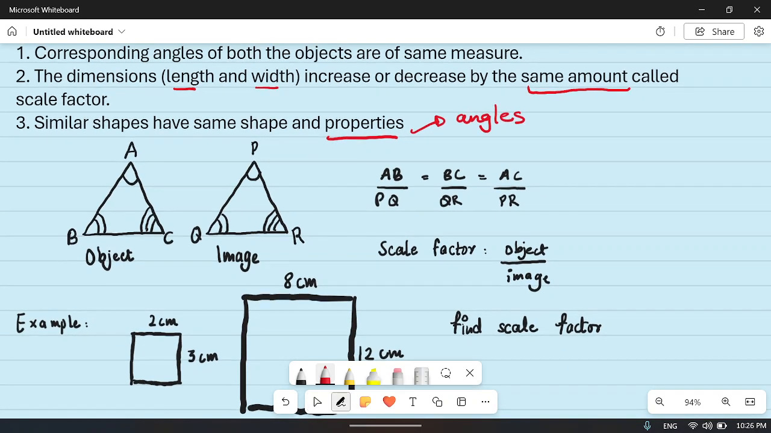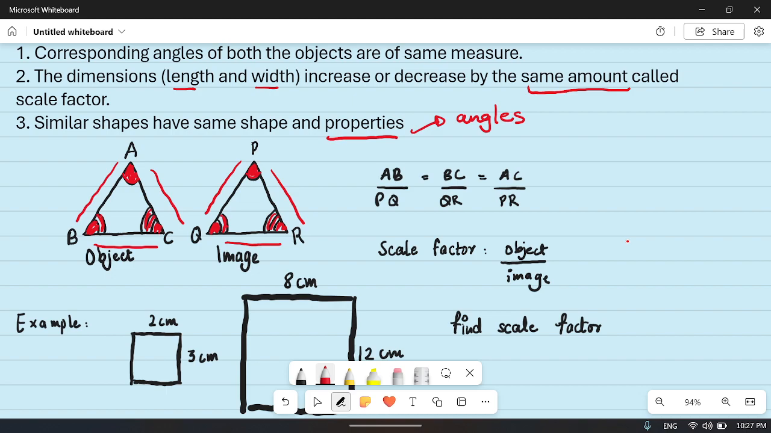Okay, so they have given us two triangles. What they are telling us with these lines drawn is that angle A is the same angle as angle P. Angle B is the same angle as angle Q. And angle C is the same angle as angle R. And they're also showing us that AB over PQ is the same as BC over QR, and AC over PR.